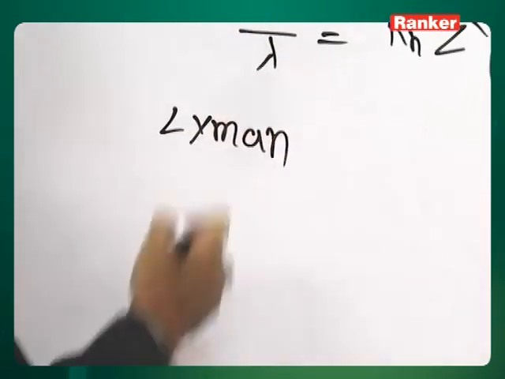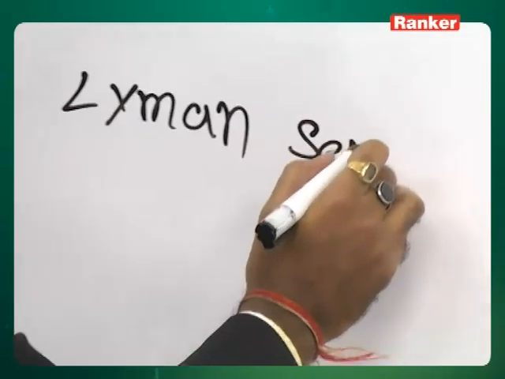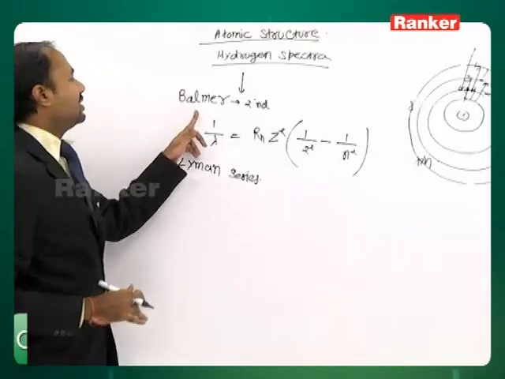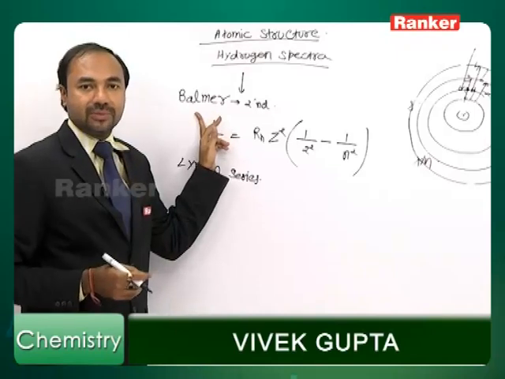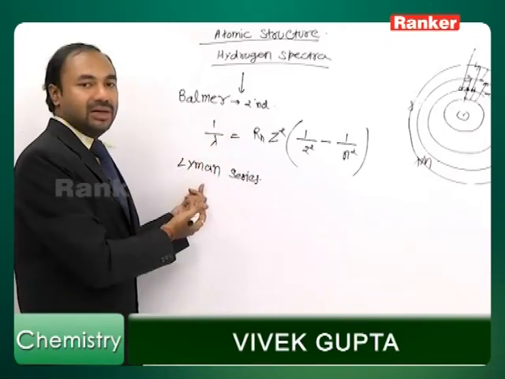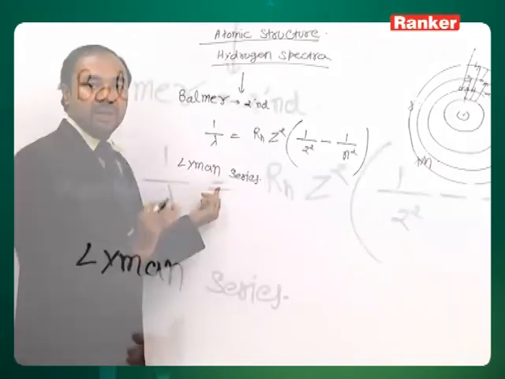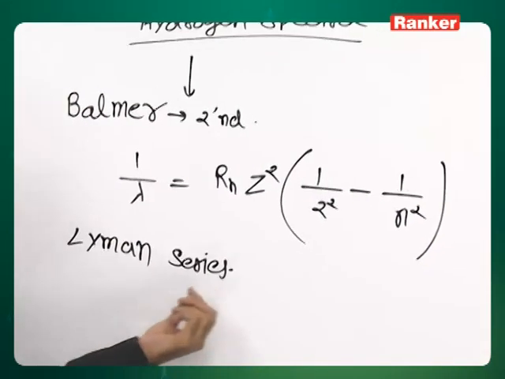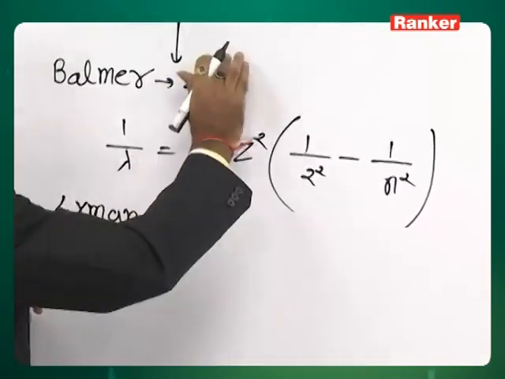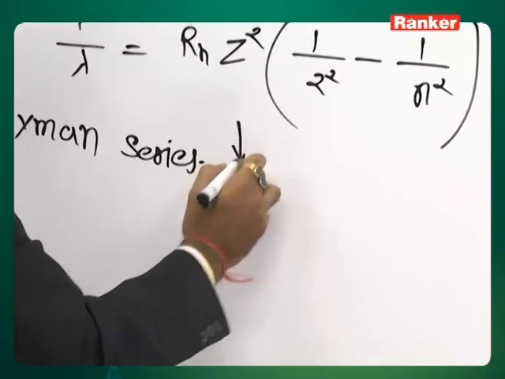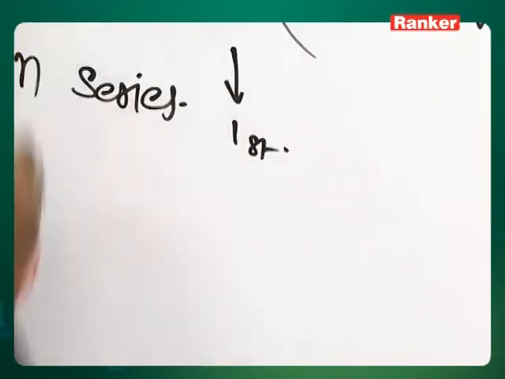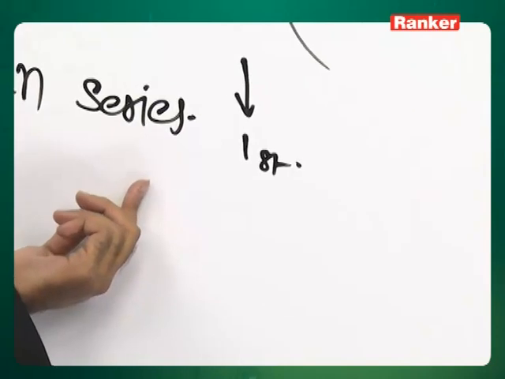But this was discovered later. The reason also I'll tell you. The reason for this was that Balmer series lines are found in visible region, so we can see them. But Lyman series actually is not possible to be seen. That's why they were discovered later on. Lyman series is exactly similar: from any higher shell, if they come up to first shell, then we say that the lines fall in Lyman series.